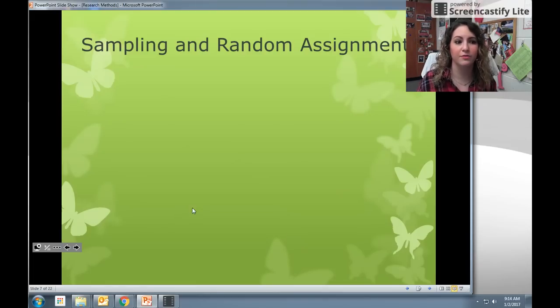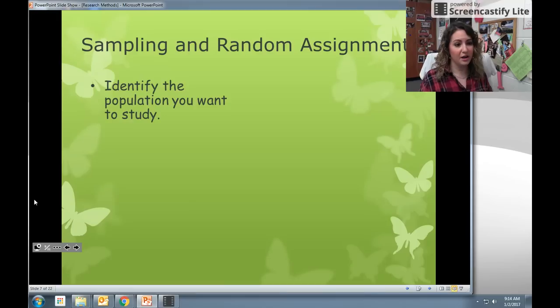Okay, so how do you get rid of confounding variables? Because in every experiment, there's going to be some amount of confounding variables. How you want to get rid of it is by having sampling and random assignment. So first you have to identify the population you want to study. So let's say you want to study all of Tomo High School students. Well, that is your population.